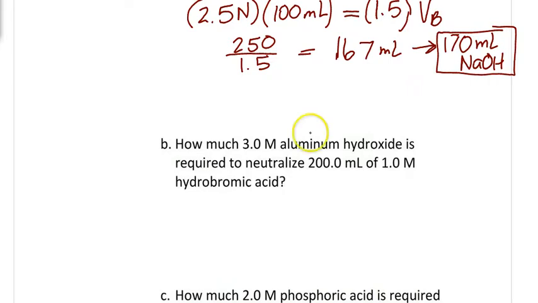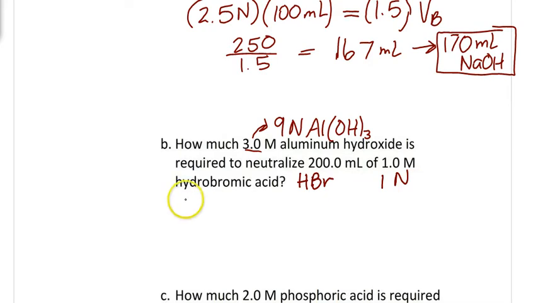How much 3 molar aluminum hydroxide, that's AlOH3, so let's go ahead and find the normality there. There's 3 hydroxides, and it's 3 molarity, so 3 times 3 is 9. So that's 9 normal of our base. How much is needed to neutralize 200 mils of 1 molar hydrobromic, that's HBr? So that's just going to be 1 normal of our acid.